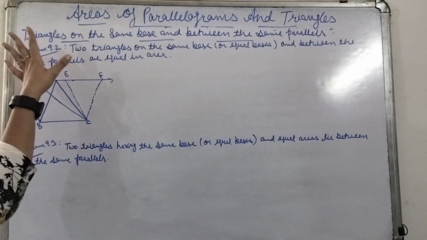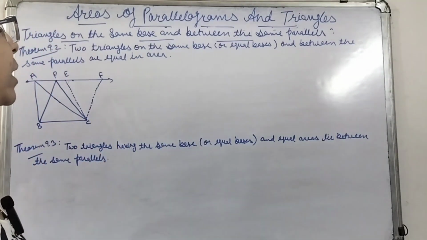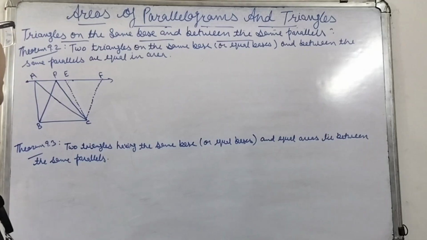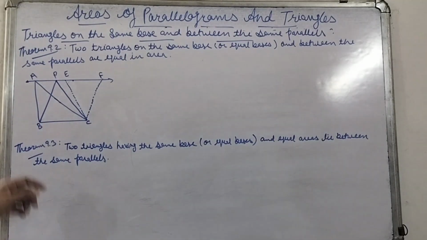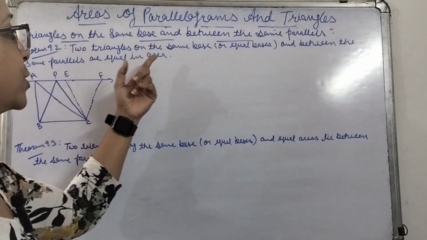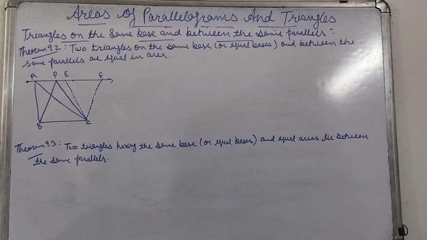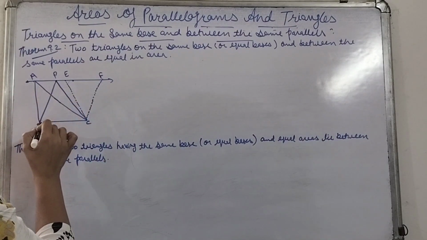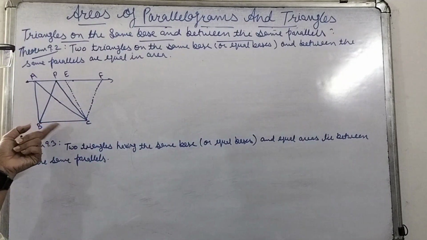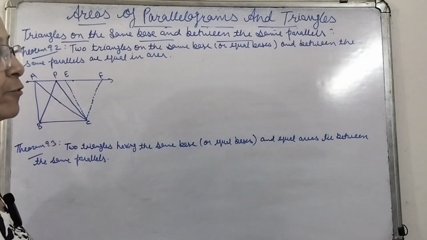Till now we have seen parallelograms on the same base and between the same parallels, and one triangle and one parallelogram on the same base and between the same parallels. Now we'll be considering two triangles on the same base and between the same parallels. The theorem says that if there are two triangles on the same base or equal bases and between the same parallels, then their areas will be equal. How can we prove it? Suppose there is a triangle ABC and another triangle we have taken, PBC. These two triangles are on the same base BC and between the same parallels BC and AF.